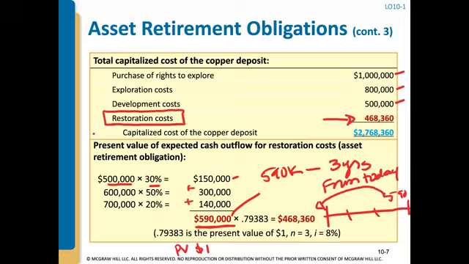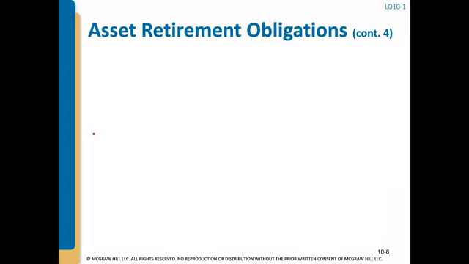So we're going to look at the present value of $1, n equals 3 because it's over a 3-year term, and the problem told us the interest was 8%. When you look at the table for that, the present value is 0.79383. So we'll take the 590,000 times that 0.79383, and we get 468,000. And that's what we capitalize as the restoration cost.